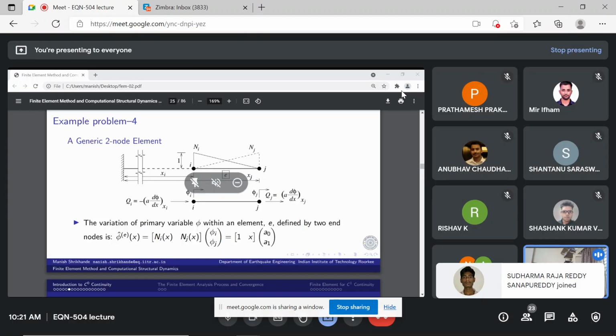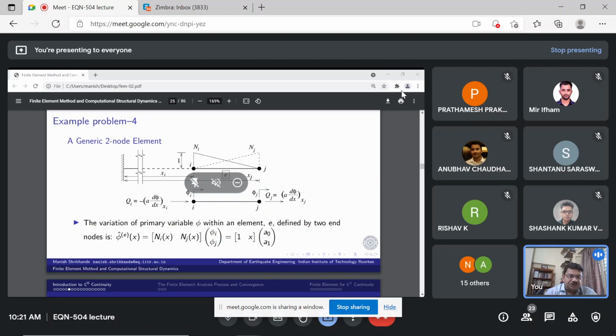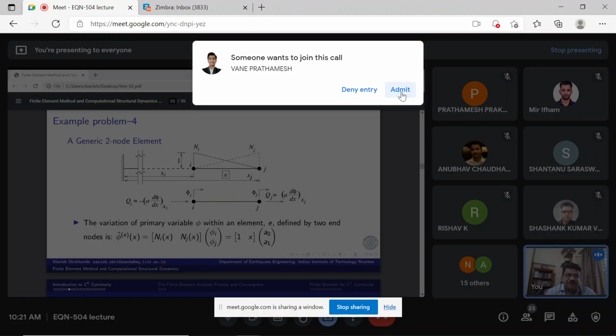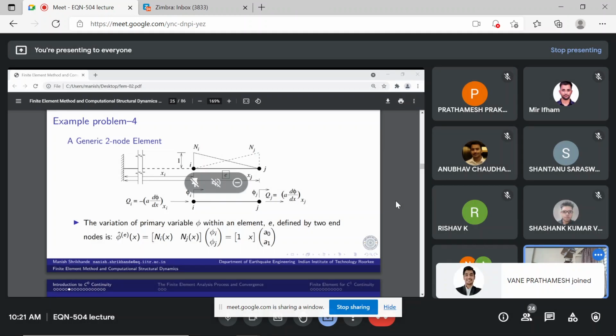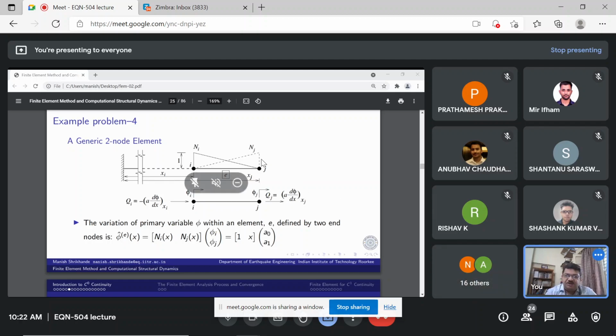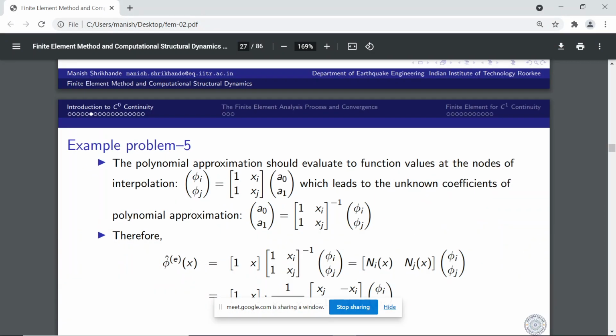You can verify that it satisfies the basic condition of polynomial interpolation, that is, it should take a unit value when evaluated at its own native node, and it should vanish at all other nodes of interpolation. So Ni evaluates to unity at xi, and it vanishes at xj. Similarly, Nj evaluates to unity at xj, and it vanishes at xi. Since it's a linear variation, the functions themselves vary linearly. Ni starts from 1 at the ith node and goes linearly to 0 at the jth node. Nj starts from 0 at the ith node and goes to unity at the jth node. That's a standard equation of a straight line.